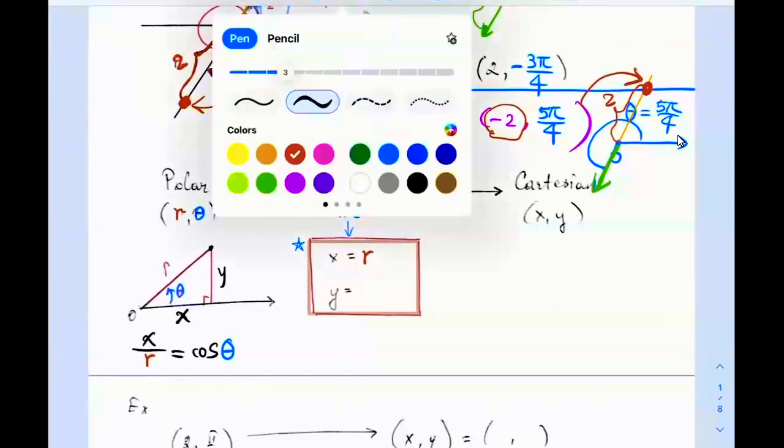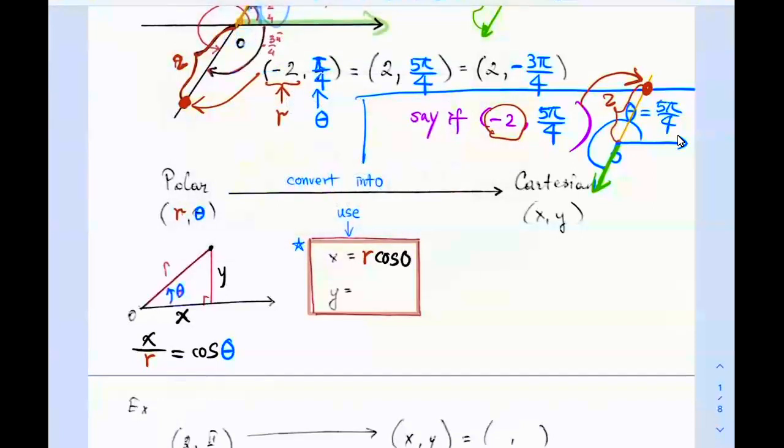In the future, just remember, if it's an adjacent side over here, then it's r times cosine theta, right? Similarly, y over r is what? Y over r is sine theta. So therefore, y is equal to r times sine theta. This one is actually good to remember: this adjacent side is r times cosine theta, and this opposite side with this angle is r times sine theta, okay?